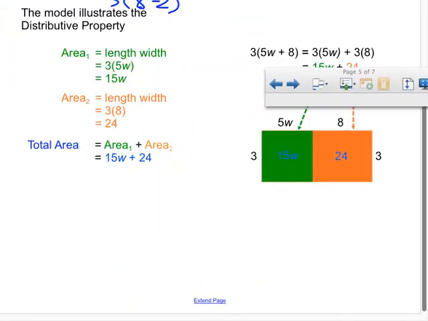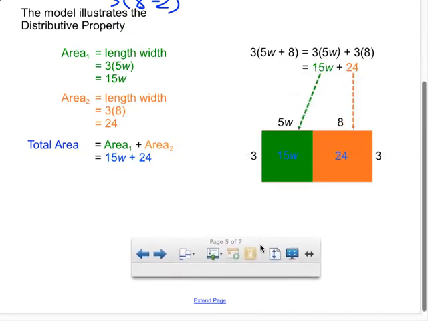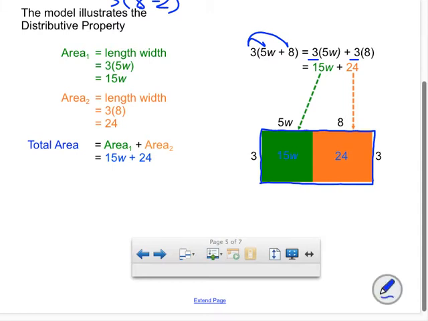explanation down here. The book has a model to illustrate distribution property. So if you notice right here, this is just distribution property over again. And so here's 3, and here's 3. And so all it is, it's taking the area of the entire rectangle. Okay. And what we're doing is we're going to multiply. How do we find the area of a rectangle? Length times width. Well, we don't know the length of this. We have pieces of the length.